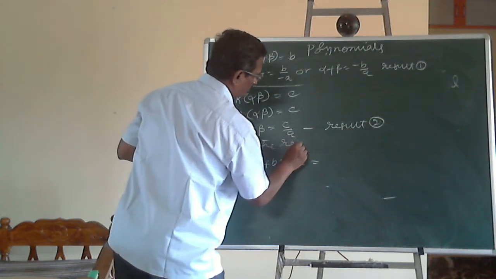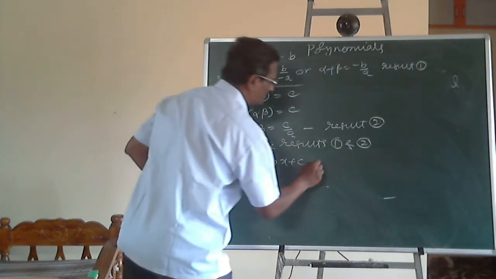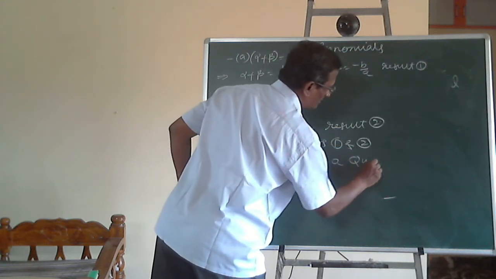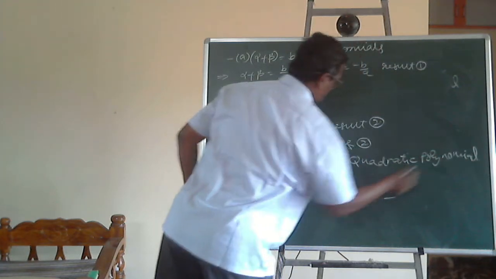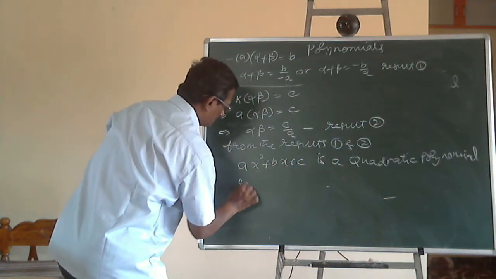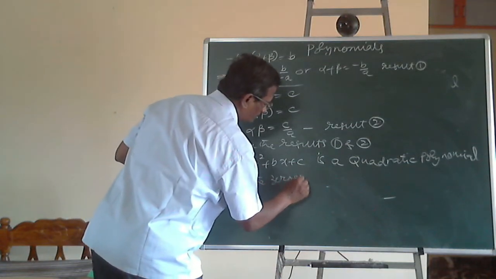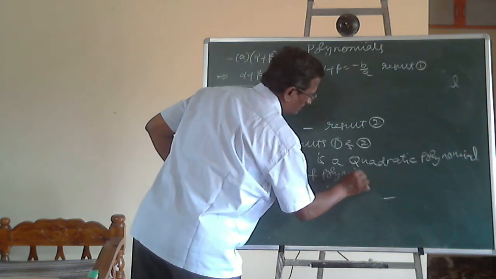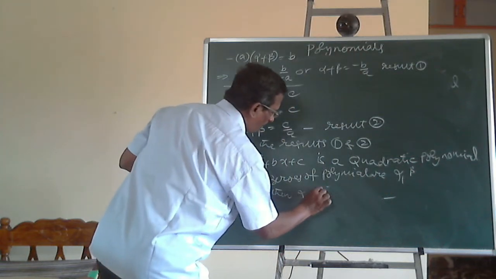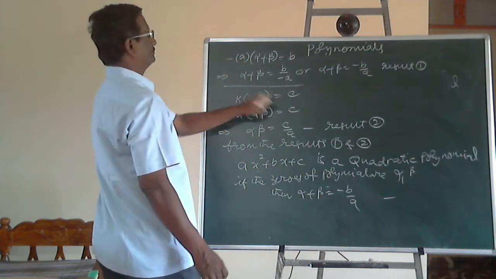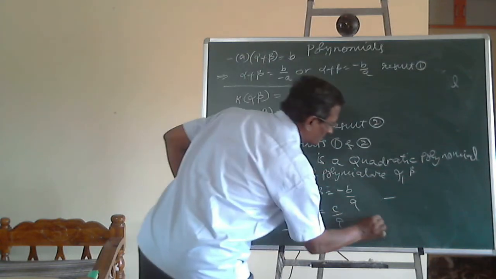From results 1 and 2, ax square plus bx plus c is a quadratic polynomial, if the zeros of the polynomial are alpha comma beta, then alpha plus beta is equal to minus b by a, and alpha into beta is equal to c by a, derived.